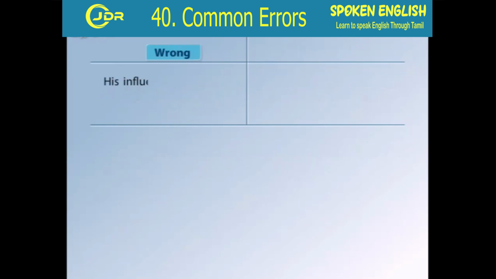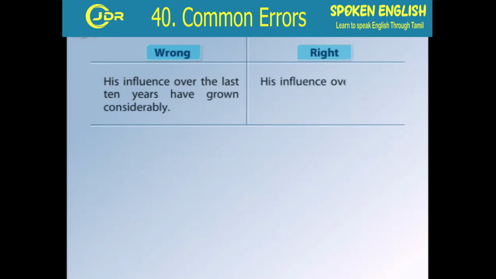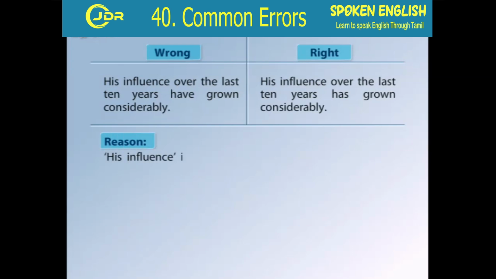Wrong. His influence over the last 10 years have grown considerably. Right. His influence over the last 10 years has grown considerably. Reason: his influence is the subject and it is singular, so verb should be singular.